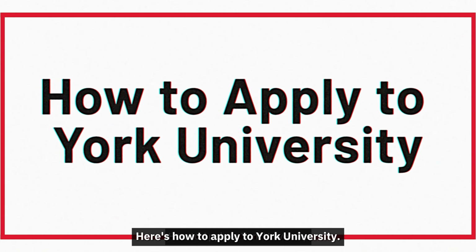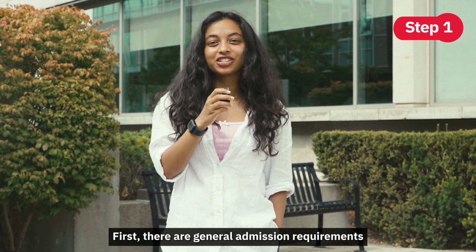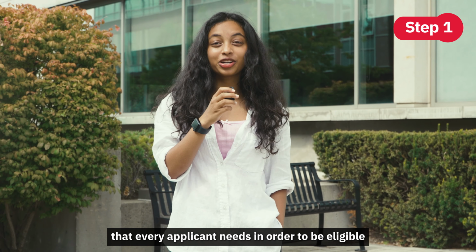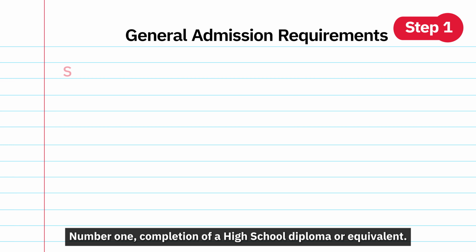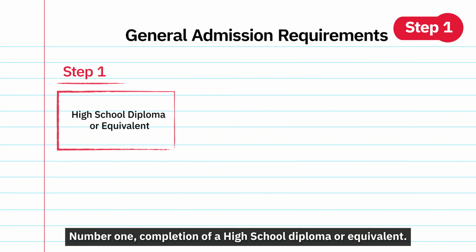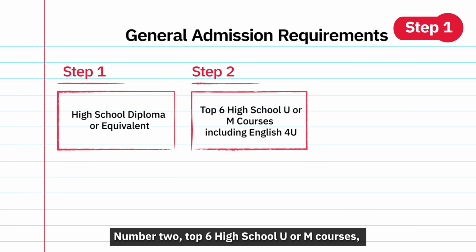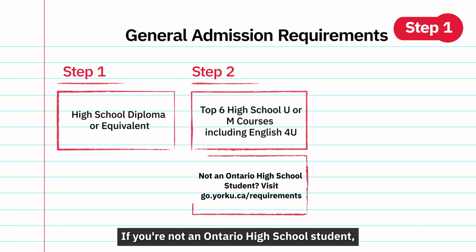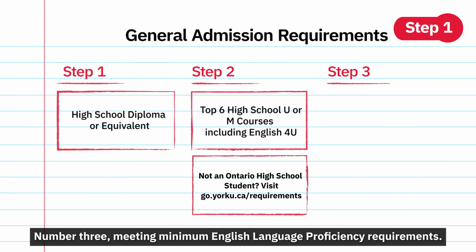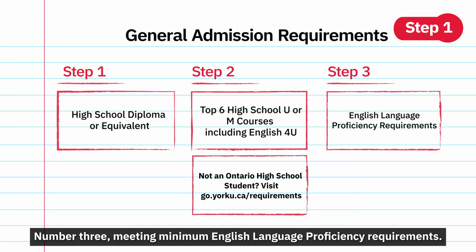Here's how to apply to York University. First, there are general admission requirements that every applicant needs in order to be eligible to submit an application to York University. Number 1. Completion of a high school diploma or equivalent. Number 2. Top 6 high school U or M courses, including English for You. If you're not an Ontario high school student, find admission requirements according to your school system on our website. Number 3. Meeting minimum English language proficiency requirements.